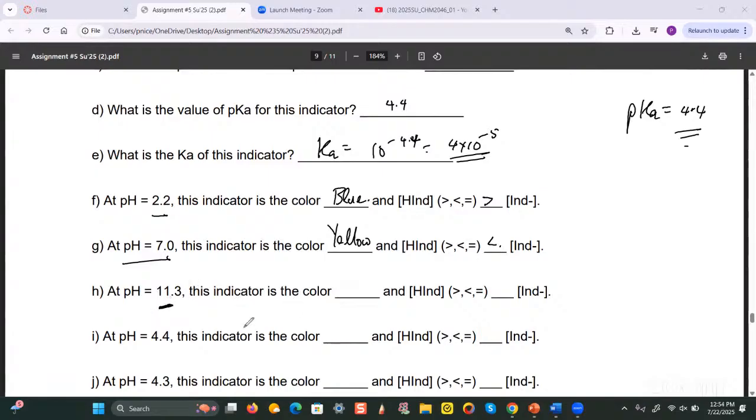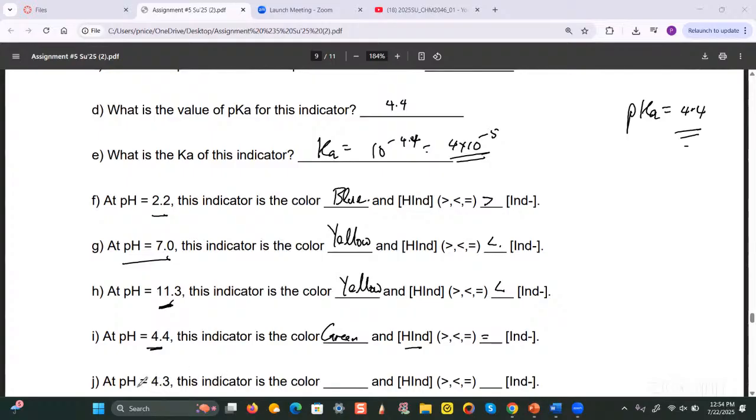11.3 is basically the same thing as 7, right? The pH is greater than 4.4, which means the color here is going to be yellow as well, and again this would be less than that. So that's the same answer. Now at pH 4.4, what would you expect the color to be? Remember, at pH 4.4 that's equal to the pKa, which means the concentrations of the yellow component and the blue component would be the same. If you have both of them in the same mixture, what would you expect the color to be? When you mix blue and yellow, what do you expect to get? Exactly. And in this case, the concentration of the undissociated molecule would be equal to the concentration of the conjugate base.